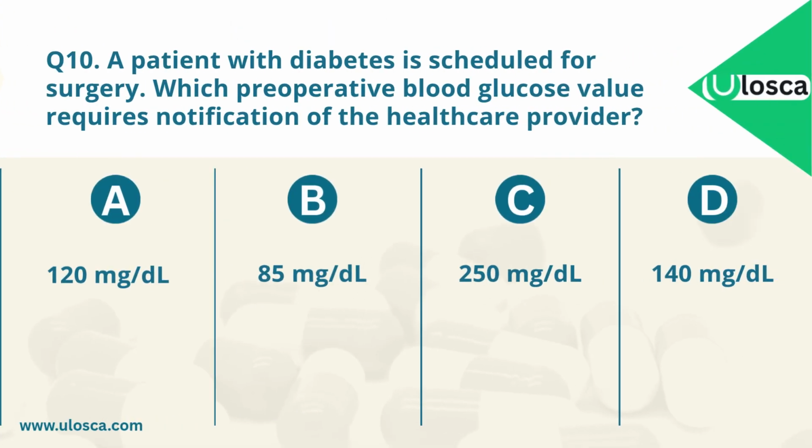Question 10. A patient with diabetes is scheduled for surgery. Which preoperative blood glucose value requires notification of the healthcare provider? A. 120 mg/dL. B. 85 mg/dL. C. 250 mg/dL. D. 140 mg/dL. Which one is the correct answer?